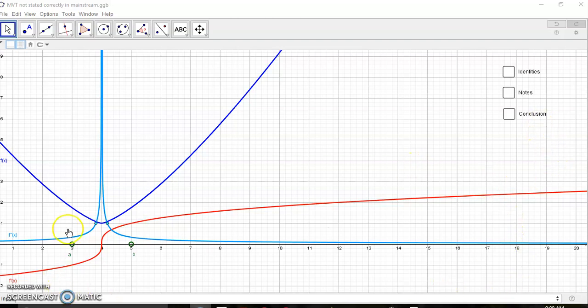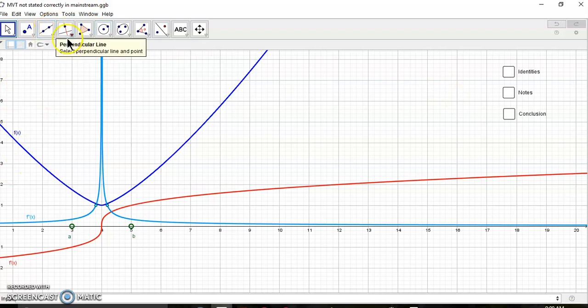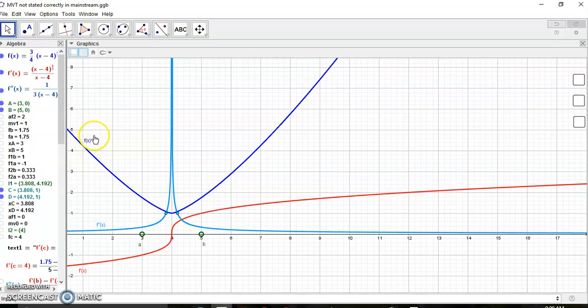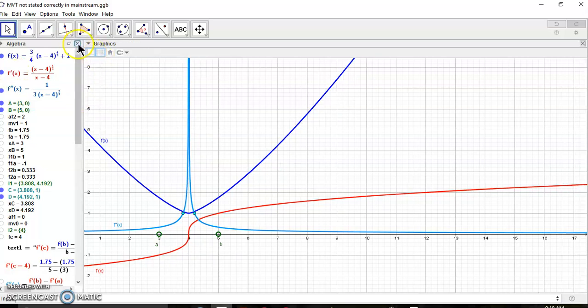So this blue function here is f of x, and its first derivative is the red function, and its second derivative is the light blue function. And the functions are these functions here. So this is f of x, this is f prime of x, and the second derivative of the first derivative of f prime of x. Okay, so I'm going to close it up.